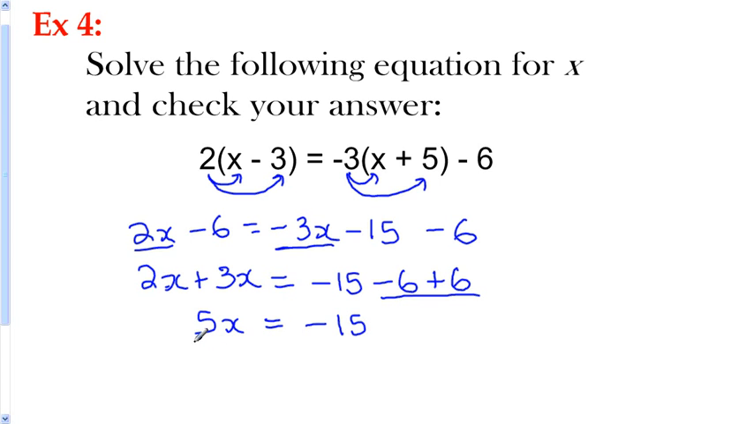Now, to get rid of the 5, the 5 is multiplying the x, so the opposite of multiplying is dividing, so I need to divide both sides by 5. And then I get x, because 5 divided by 5 gives me 1x, equals, and negative 15 divided by positive 5 gives me negative 3. That's my final answer.